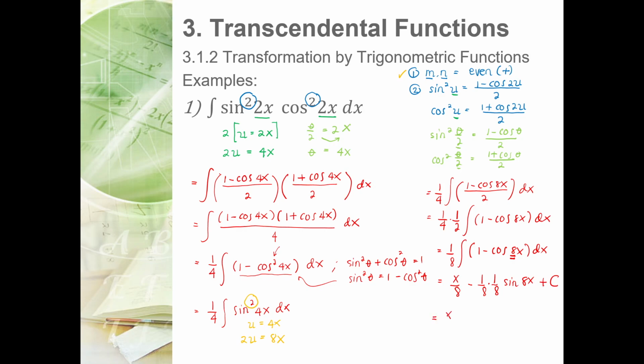So the final answer is x all over 8 minus sine 8x all over 64 plus c. So this one is your final answer. Notice that we used case number 2 twice because we encountered even integers or even exponents twice in the process.